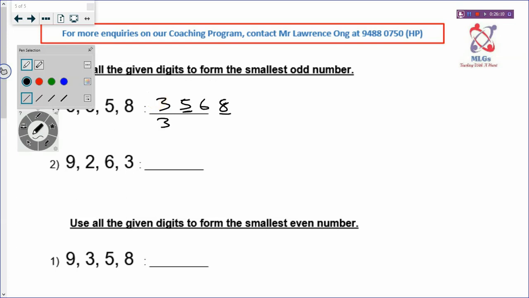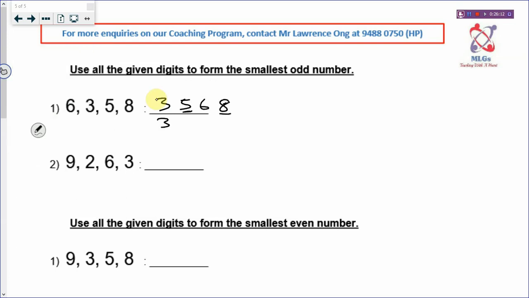So I have 3, 5, 6, 8. So what do I do? I just take out the 5, right? Take out the 5, and I shift the 6 to the left, and I shift the 8 to the left as well, and the 5 will go over here. Alright, so that is my smallest odd number. Alright, so to make the smallest odd number, what must you do? You must start with the smallest digit to the biggest digit. And then the last digit, you have to make sure that it is an odd digit.